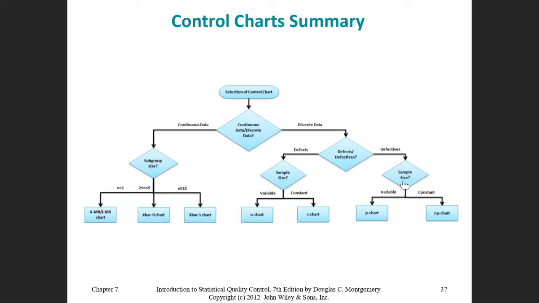If the sample size is constant, then we use the NP chart. Even though the P-chart also works for constant and variable, the NP chart works only for the constant. So you may face a question that has constant data and asks you to use a P-chart. In that case, it is correct because, as we explained, the P-chart works for both variable and constant.